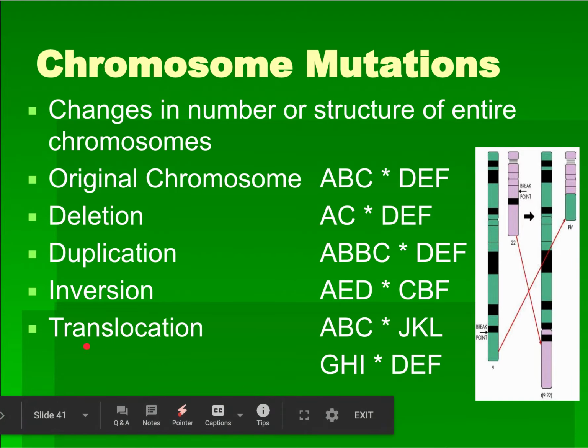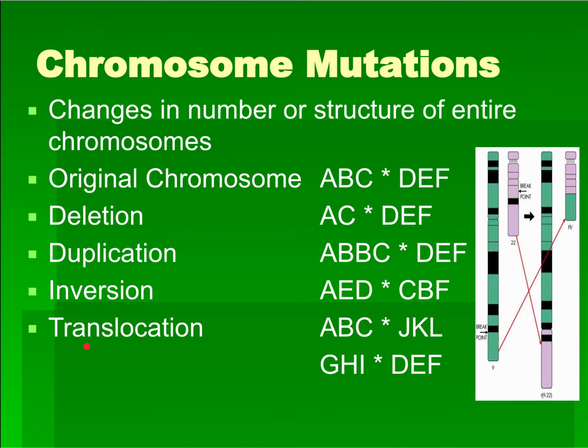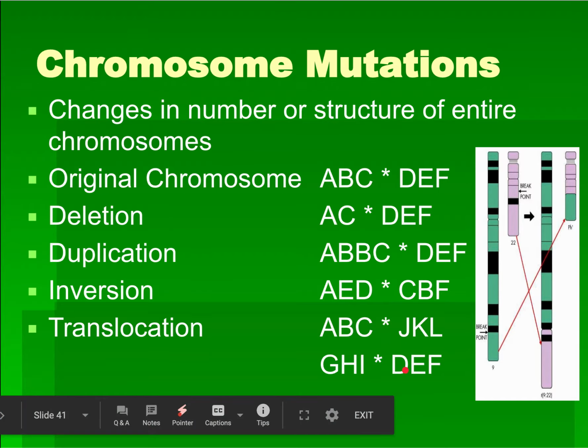And the worst one, not the worst one, the most confusing one is going to be translocation. In translocation, things are going to be in different locations. So we should have ABC and then DEF, but now we have another section of the chromosome in our portion.